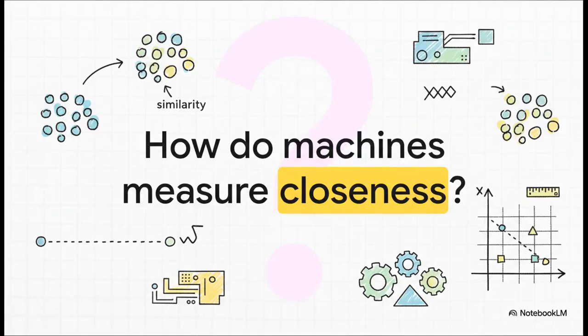So, how does a machine even measure something like closeness? I mean, for us, it's pretty intuitive, right? We just see it. But a machine doesn't have eyes or intuition, it just has numbers. So it needs a rock solid mathematical formula to calculate exactly how far apart two things are. And that's precisely what a distance metric is.